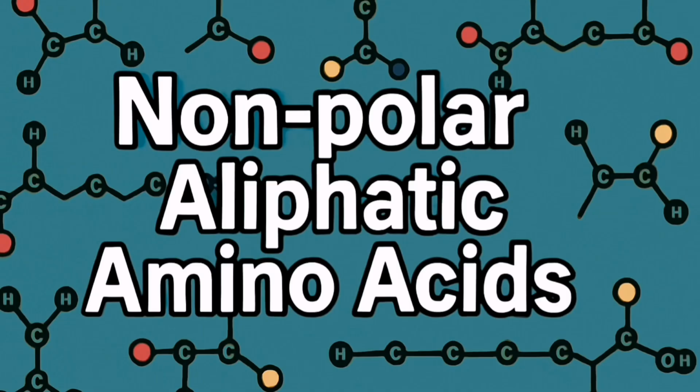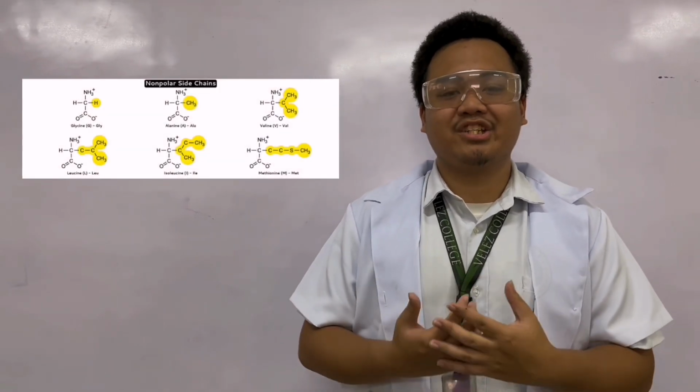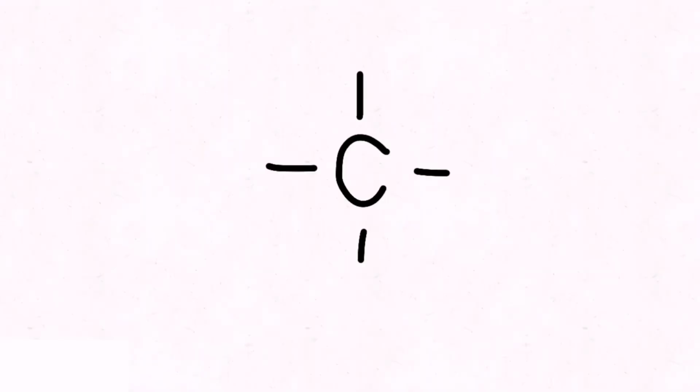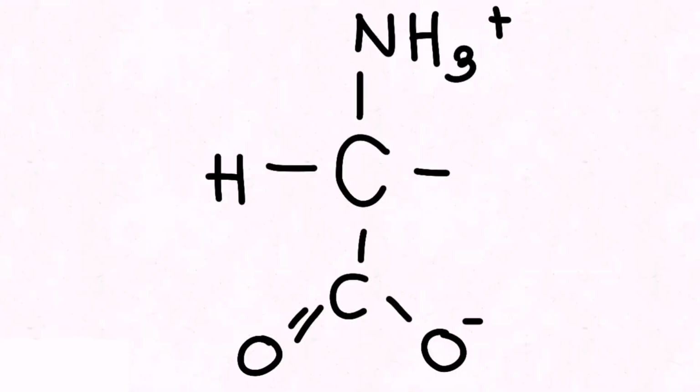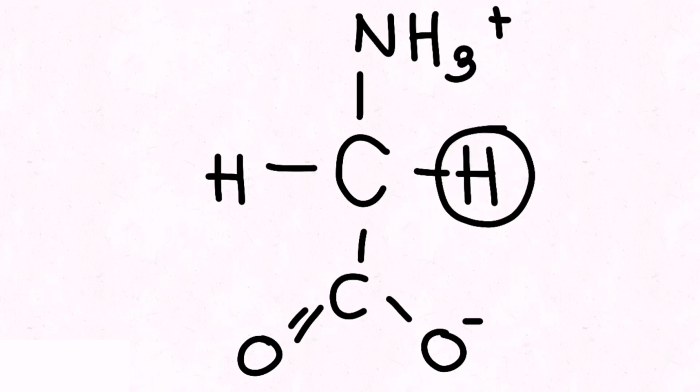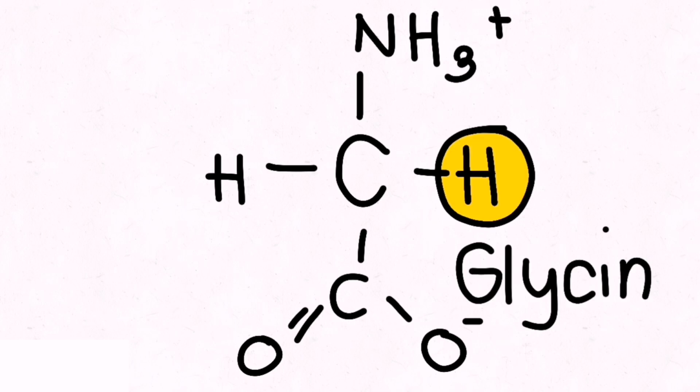Starting with nonpolar aliphatic amino acids. But before that, you must remember that in order to differentiate each amino acid, you must look at its side chain R group. But sir, where can we see it? Just look at the side chain below the alpha carbon, like this one example right here. This amino acid is called glycine.